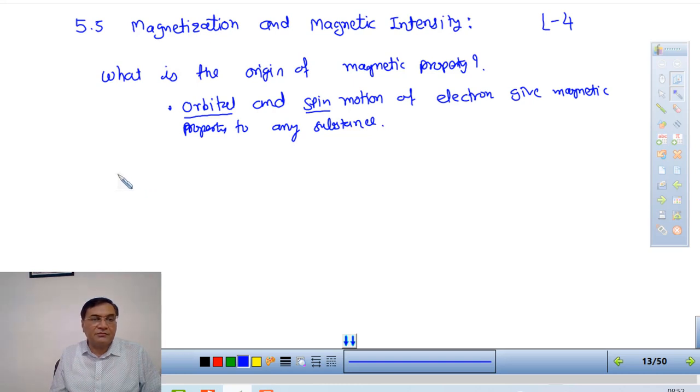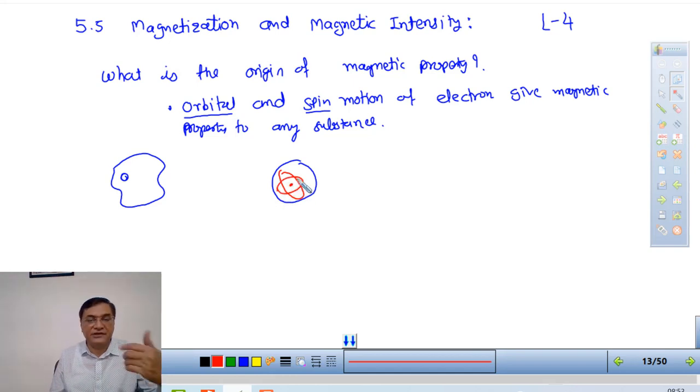Suppose the material is in bulk, suppose this is the material. So there are so many atoms. So one atom is here. So this is the atom. In the atom there are many electrons. So I will talk about one of the electrons. Suppose this is the atom. So in the atom there are so many electrons revolving. Suppose one electron is revolving here, another one is here. Here is the nucleus. So many electrons. Each loop is considered as a current loop.